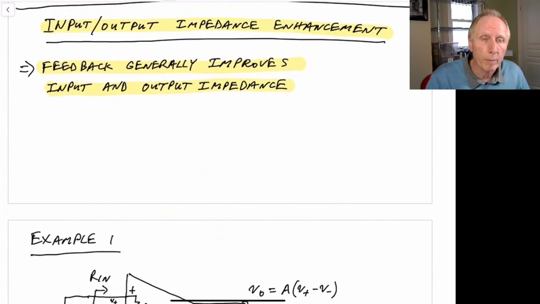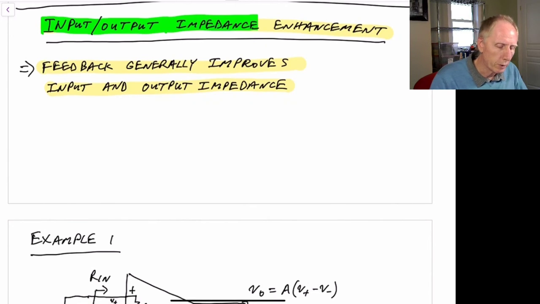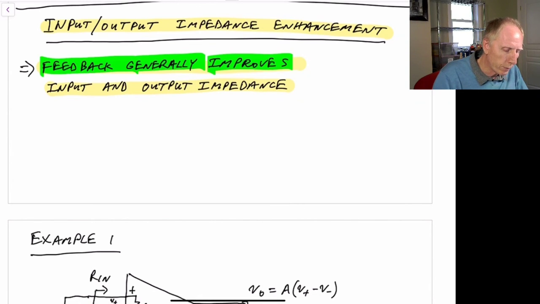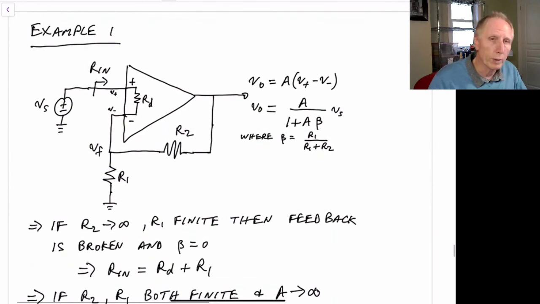Now the last main benefit of feedback that we're going to look at is the enhancement of the input and output impedance. So they both become enhanced. In general, what we find is that feedback improves our input and output impedance. As an example, we'll look at two examples here, and we'll go into more detail in the next section, next video. In this example, we'll start off with a non-inverting amplifier.